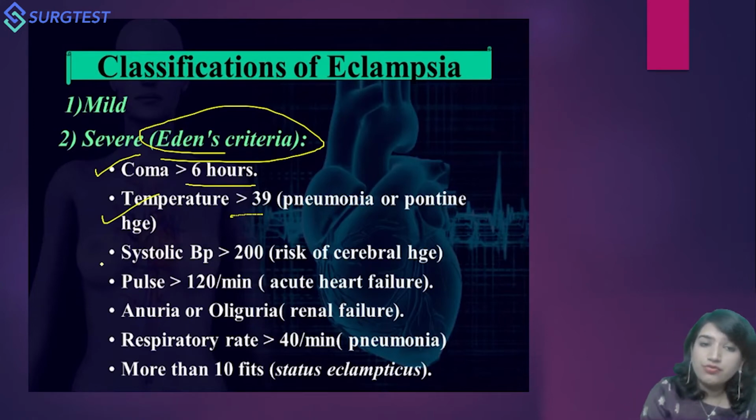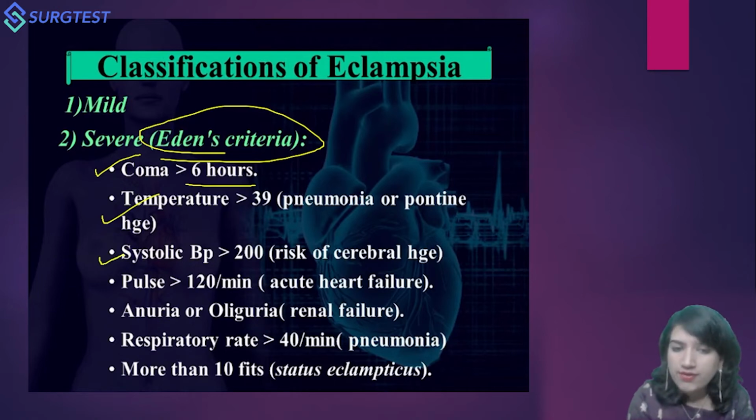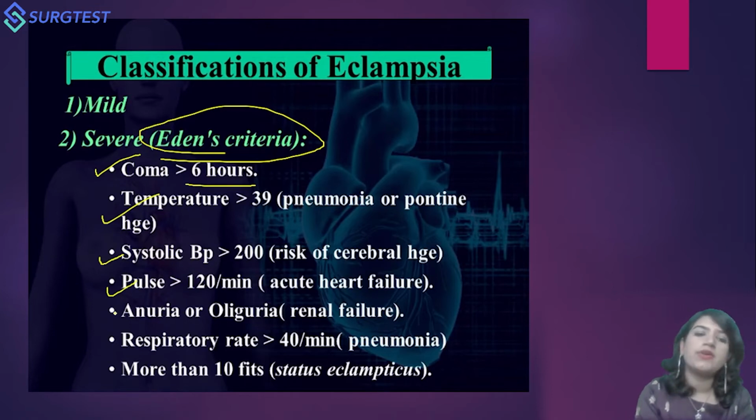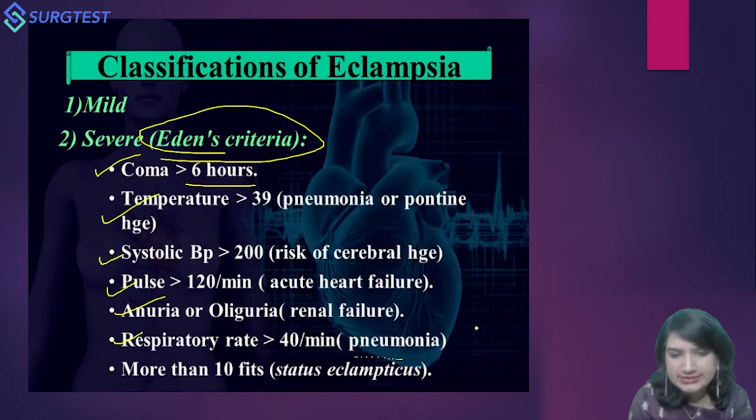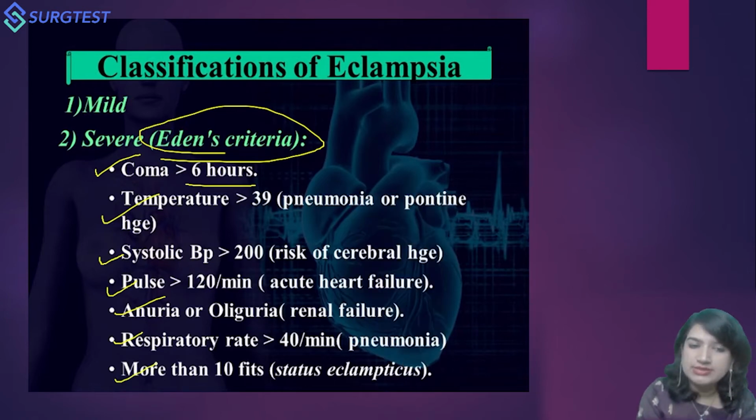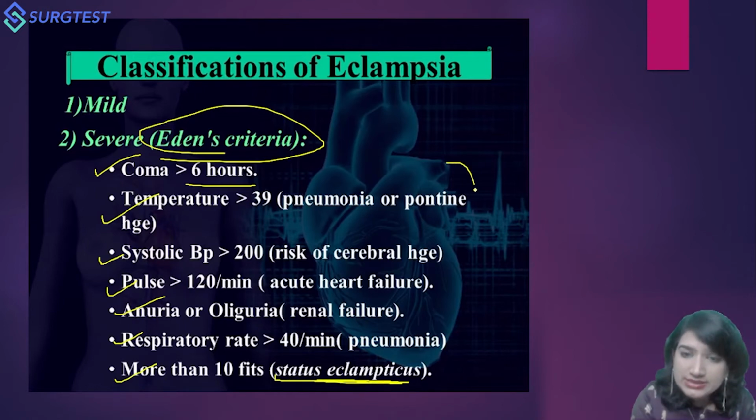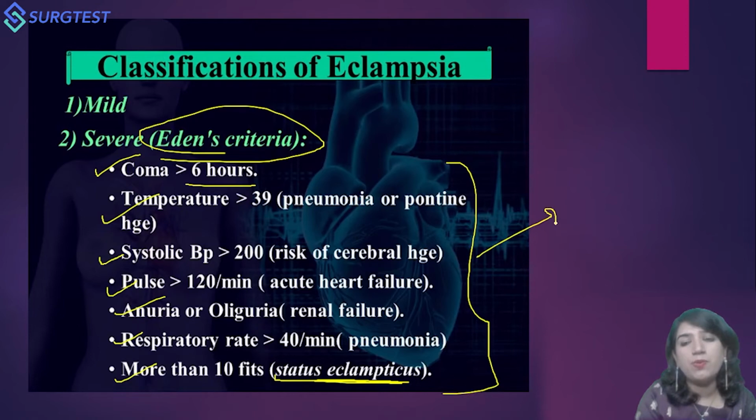A risk of cerebral hemorrhage is there when systolic BP rises to equal to or more than 200. A pulse of equal to or more than 120, which is suggestive of acute heart failure. When anuria or oliguria sets in, it suggests renal failure. A respiratory rate of more than 40 per minute, suggesting lung failure, pneumonia, or ARDS, and more than 10 fits, that qualifies for status eclampticus.